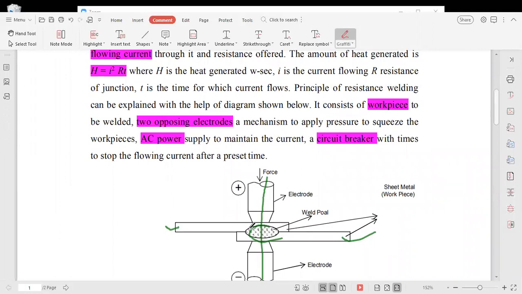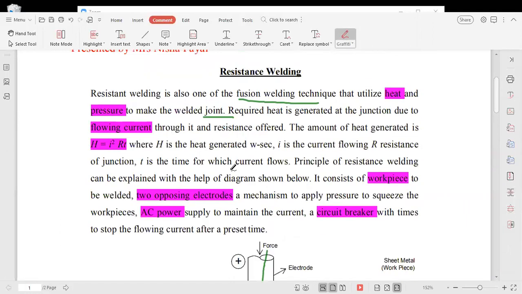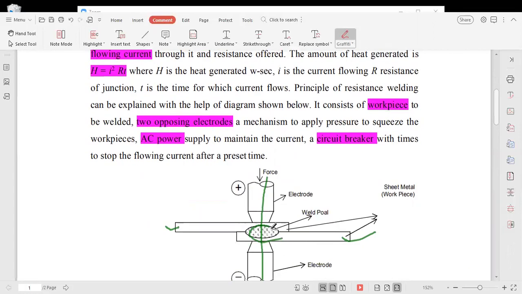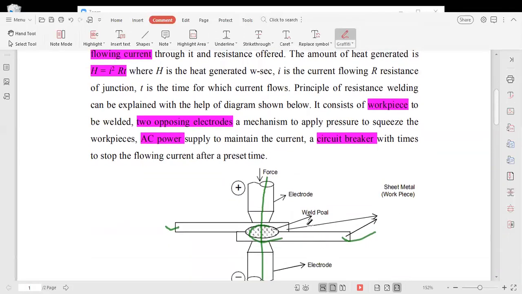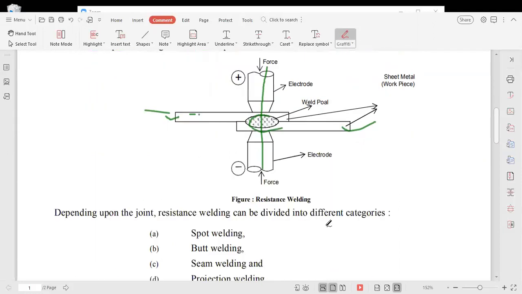Now, whatever amount of heat is generated depends upon the current, I square, the resistance of this setup, and then time, up to what time current flows through it. So, once the particular temperature is reached, the circuit breaker breaks and the current flowing stops, and this piece moves forward and the second piece will come from this side. So that way resistance welding is automated.